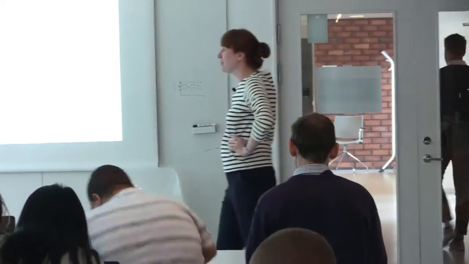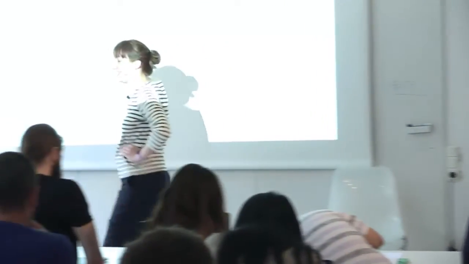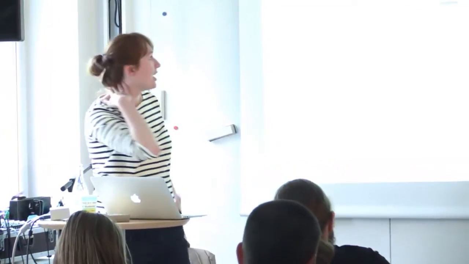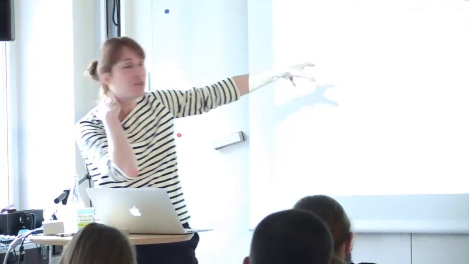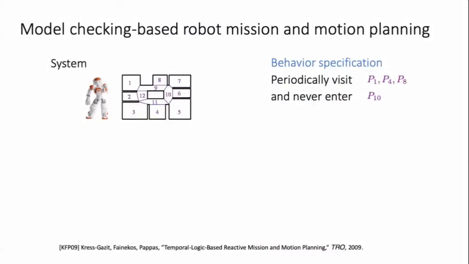So now we are back to our topic. Let's take a look into formal synthesis just very quickly. In the formal synthesis approach, I have a system and I very much rely on the model of the system, and I have a behavior specification that may look like something. I have a robot, I want it to survey these rooms. I want to periodically visit region 1 and region 4 here and region 8 here. And I'd never want to enter region 10 here.